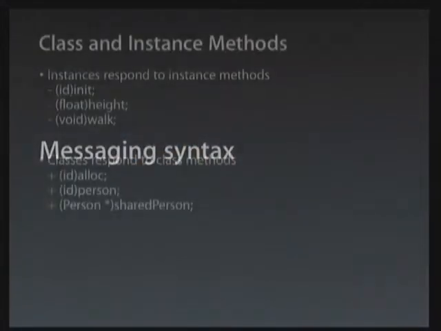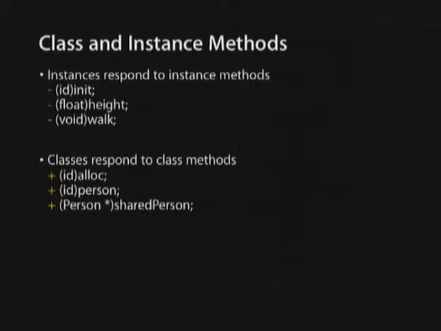Okay, so let's look at messaging syntax. As you start to build your assignments, as you start to make your programs, you're going to be allocating objects. You're going to be calling methods on these objects. This is the how. All right, instances can respond to different instance methods. So here's a few examples of what you can do. If I have an object, in this case, a person, I can initialize the person. I can ask the person for its height, or his height, her height, and I can tell it to walk, right? These are different kinds of methods.